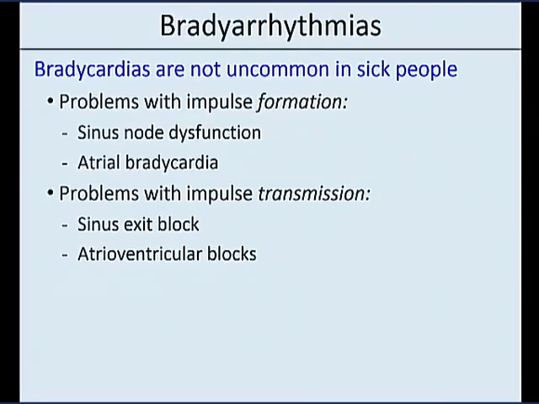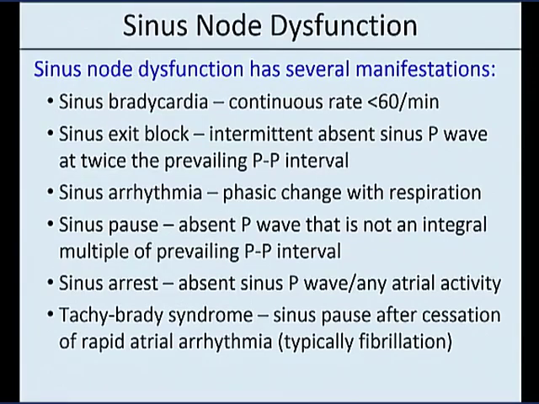Now, bradyarrhythmias. These are very common in sick people. We see them all the time, and they break down into 2 different categories. Some are due to problems with impulse formation, that's in the sinus node, or the sinus node fails and you have an atrial bradycardia. Some are with impulse transmission, that's the AV conduction system, mainly. Some are sinus exit block. These are quite rare and quite irrelevant, in my view, in most instances, but we'll talk about them nonetheless.